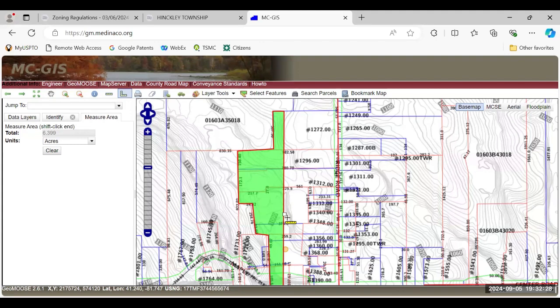Now, it's a landlocked parcel for the most part, so the only reason that someone would want to subdivide is if someone on the other side wants to buy it. But that's always an option that they have, because in the B3 district, there's no minimum lot size.